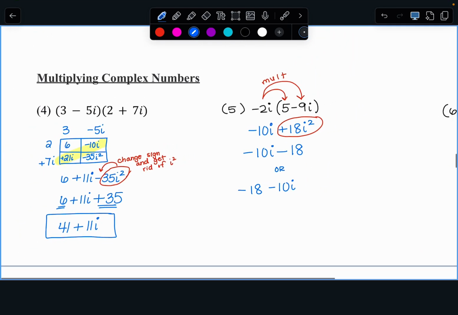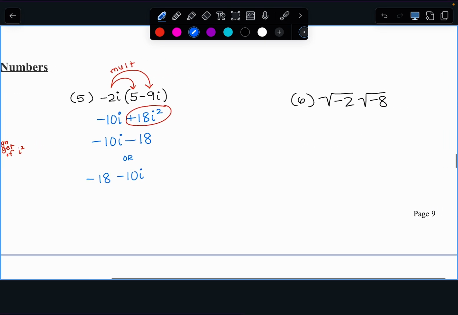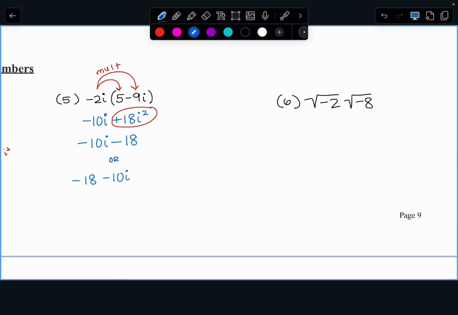Questions on that one? Okay. Number 6. We're going to rewrite them using i's first. Almost. This is i and a root 2 because I can't take the square root of 2. And the next one, i root 8. We can break down 8, but we can multiply first. What's i times i? i squared. And what is 2 times 8? And they're both under square roots, which is why I'm allowed to multiply them.